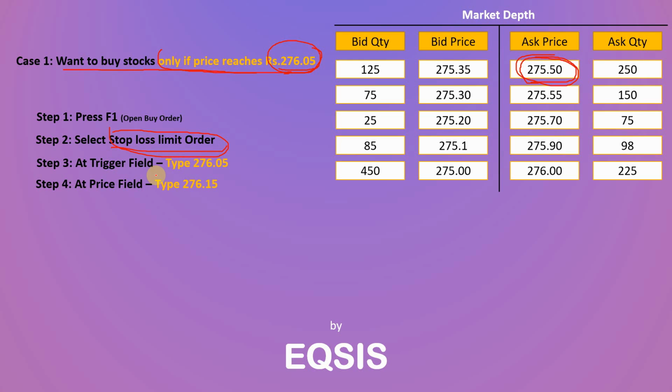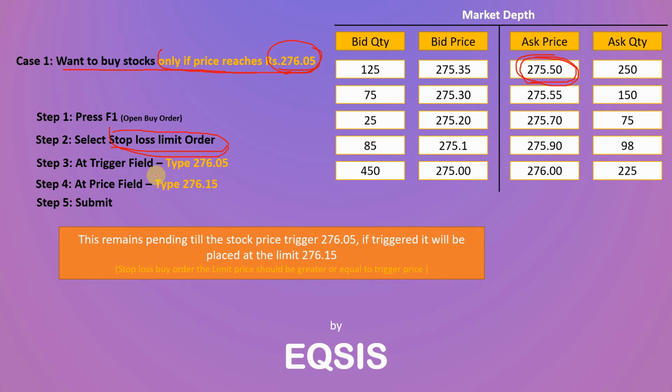Then it may give you two more fields. Surprisingly, so far the order widget shows only one field, which is your price field. But this time it is asking you for something called the trigger field. In fact, this is more important than the price field now. Let me first explain what the trigger field is. The trigger field is where the condition will be met. So if you type 276.05, then you are giving the instruction to the exchange that when price reaches 276.05, only then you consider my order at the price of 276.15.